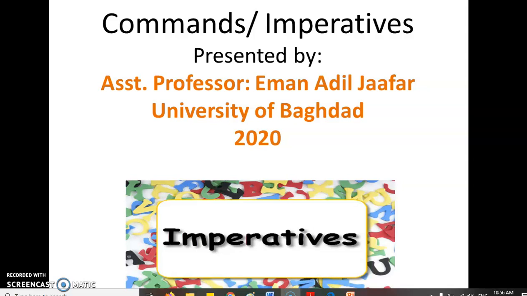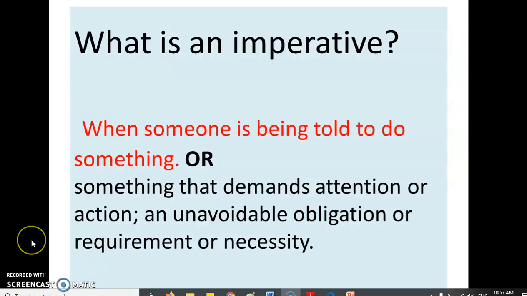In this lesson, I'm going to explain a new subject from your grammar book, A University Grammar of English. And we are going to explain imperatives and the uses of imperatives in the English language. So, let's start. First of all, what is an imperative?